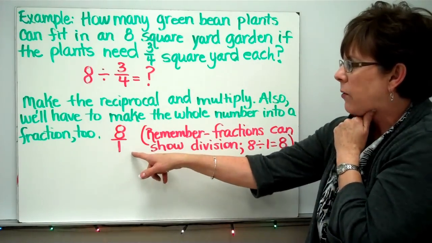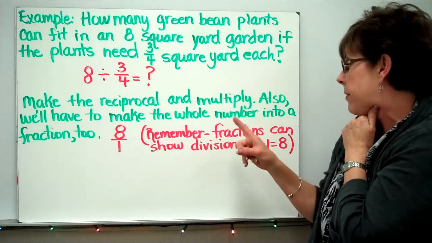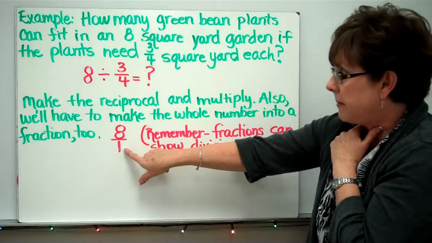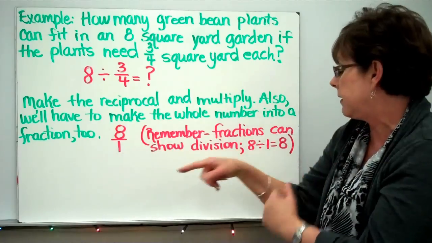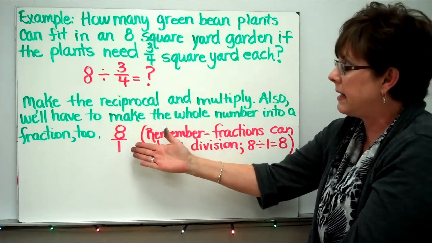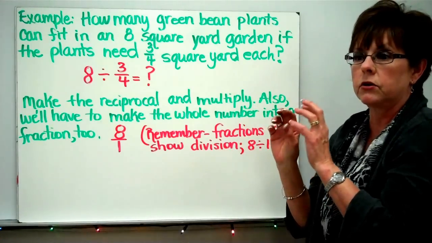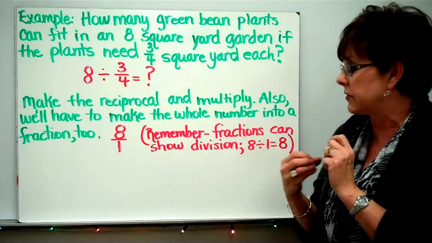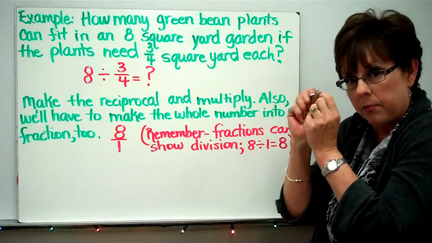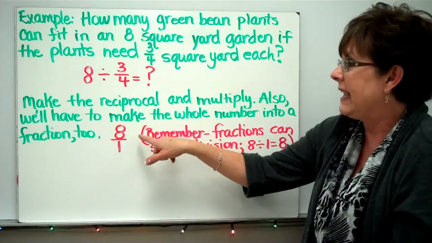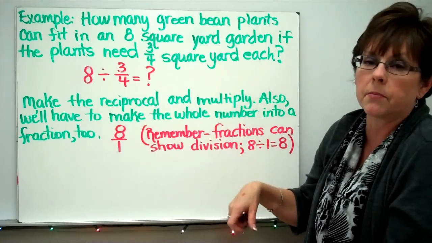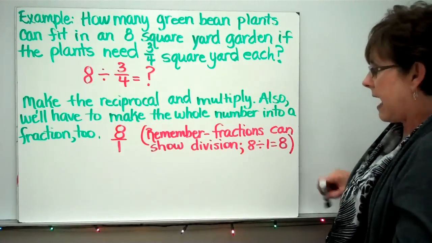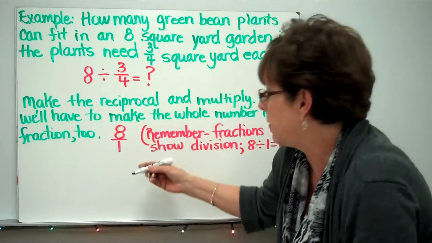Now, you might say, well, why do we put it over 1? Well, remember that fractions can show division too. So 8 divided by 1 is 8. So I've made it into a fraction, but it still shows 8 whole things, 8 entire things, not fractional small pieces, but a whole thing. Anytime you have to make a whole number into a fraction, you will place it over 1. All right, and then we'll do just like we normally would.